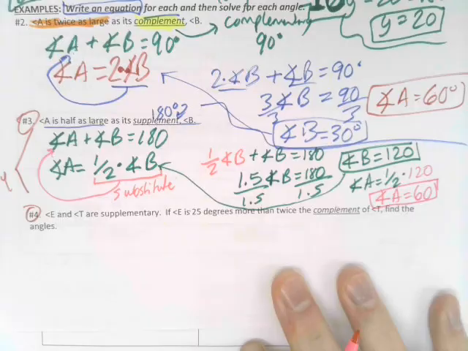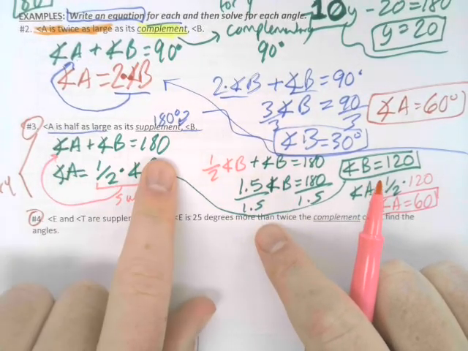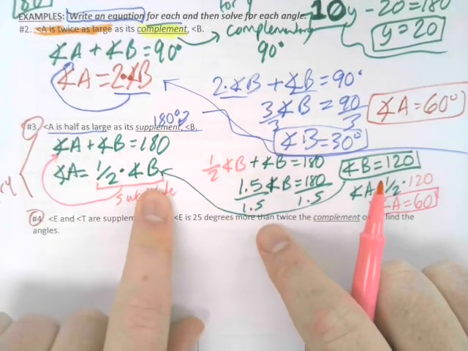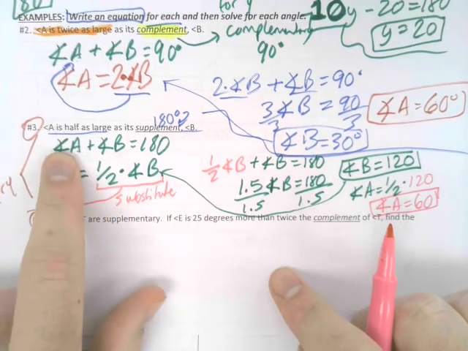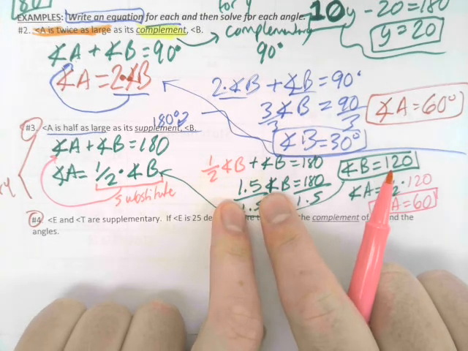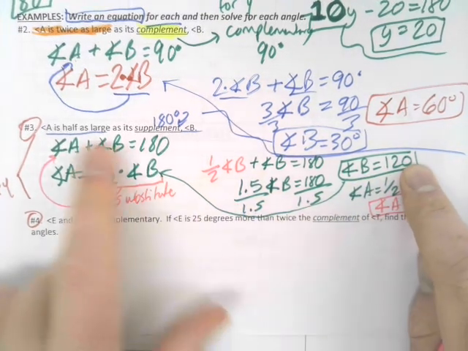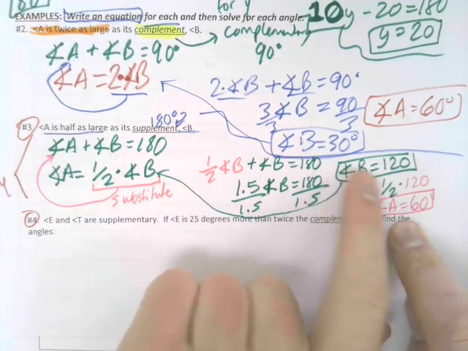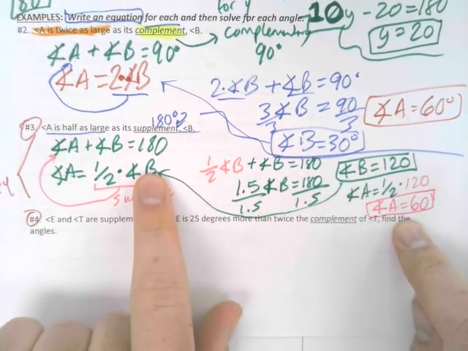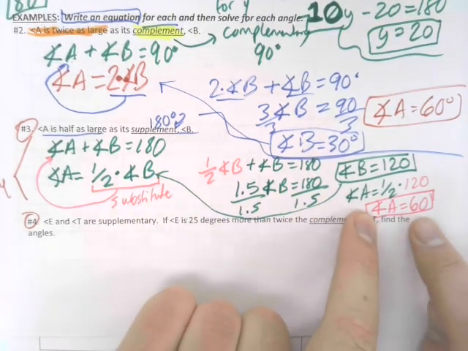So go ahead. You guys feel pretty good on number 3. These add up to 180. A is half of B. So when we substitute in 1/2 of B, you add that with B to get 1.5. Divide by 1.5, you get B is 120. And since we know A is half as large, you could take that 120 and plug it in there and multiply it by 1/2. Angle A is really 60.